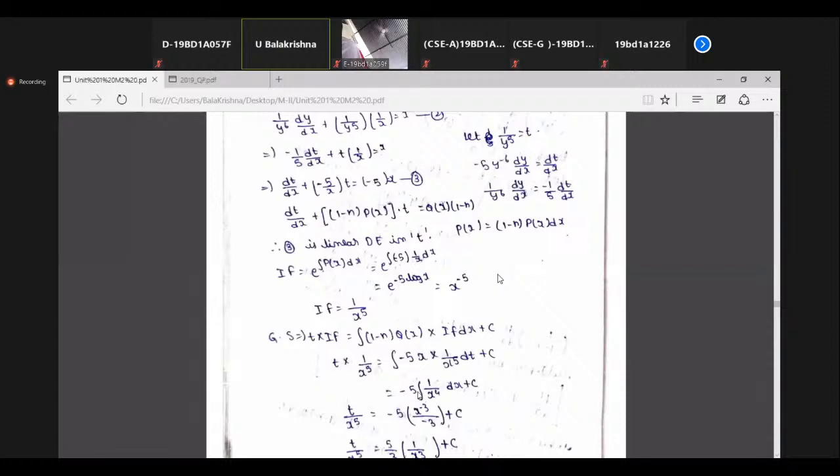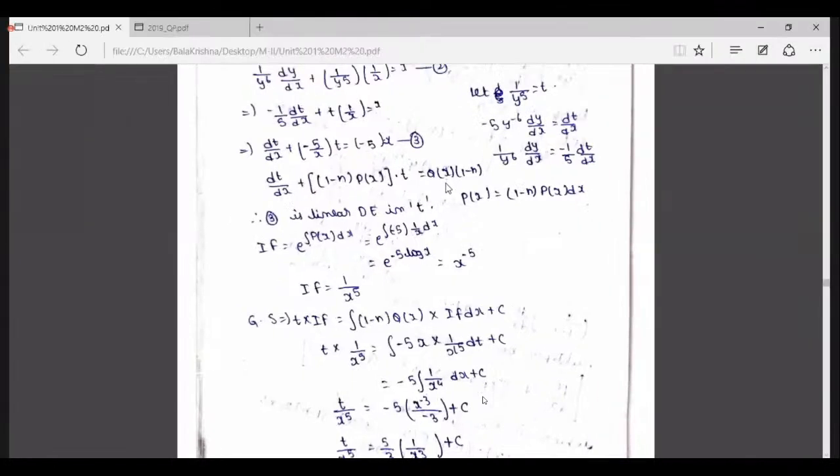So whenever a Bernoulli equation is given, you should reduce that into linear form. For that, just change the y variable in terms of t and write this in the form of dt/dx plus (1 minus n) into p(x) into t is equal to q(x) into (1 minus n). Right, thank you. So here the integrating factor is e power integral of (1 minus n) into p(x), that means 1 minus n is minus 5 into p(x) which is 1 by x, that is minus 5 by x dx.